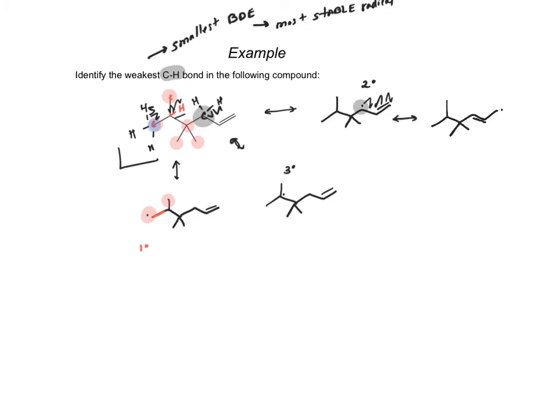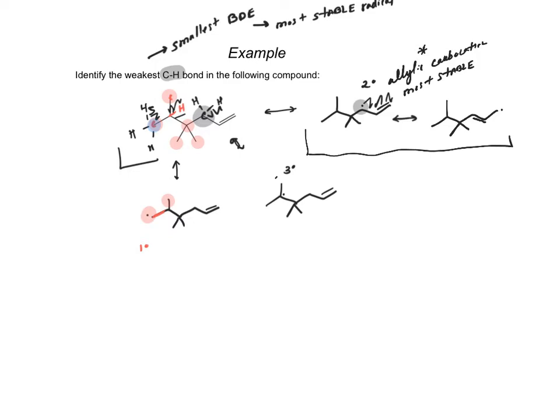So because this is an allylic carbocation, at this point in time, this is the most stable, even though we do have a tertiary carbocation over here. And so right now it's going to be winning in terms of being the most stable radical. And so as a result of that, it has the smallest bond dissociation energy, being the weakest carbon-hydrogen bond.